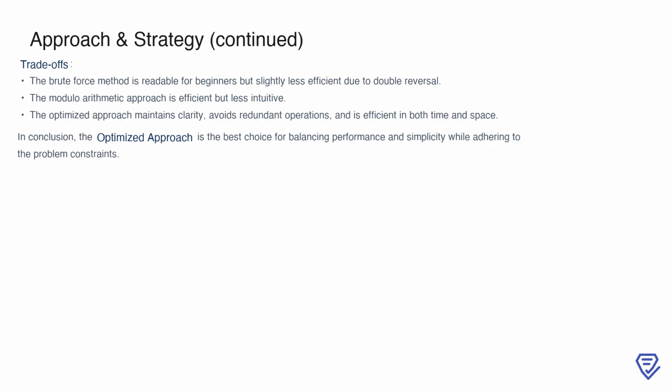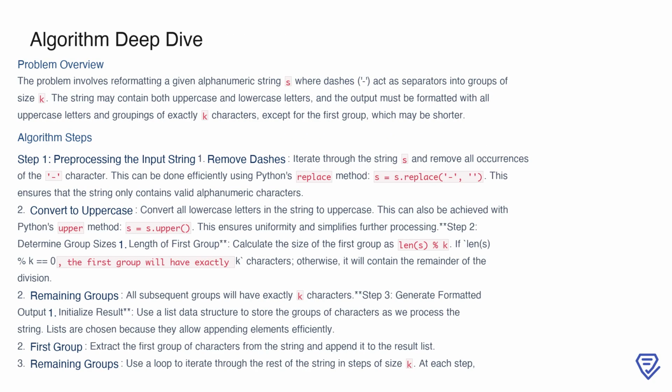This problem is all about reformatting a string that contains alphanumeric characters and dashes into a specific grouping pattern. The goal is to divide the string into groups of size k, where each group is separated by a dash, and the entire string is converted to uppercase. The first group can be smaller than k if the total length of the string doesn't divide evenly.